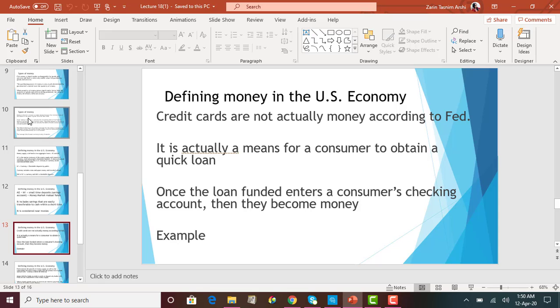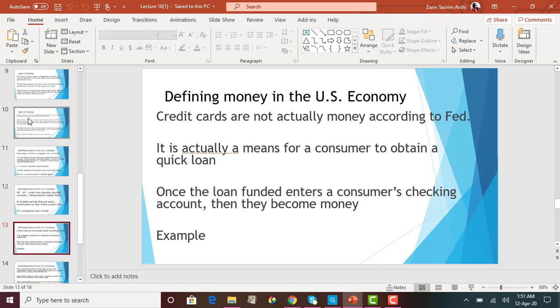Now, a couple of things that are not included in M1 or M2: checking accounts held by the Fed, not included. Checking accounts held by the IRS or U.S. Treasury, not included. Money held by commercial banks in their vaults, not included. Another thing not included are credit cards, because credit cards are not actual money. That's like a loan that the bank or the credit union is giving to you.